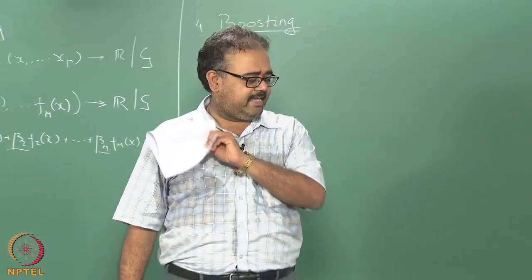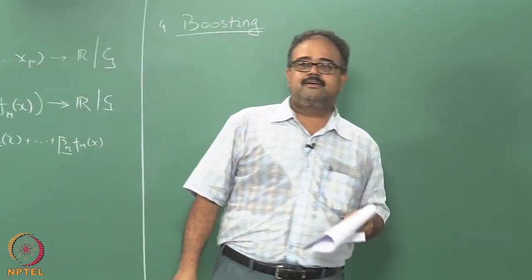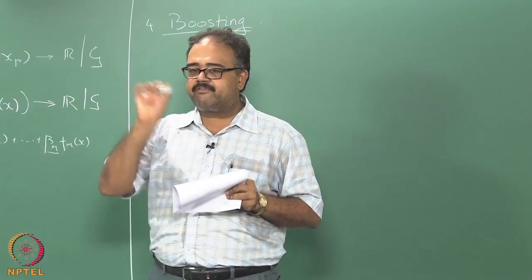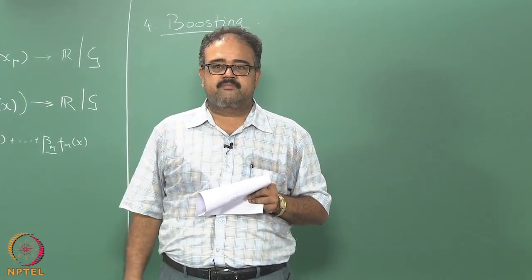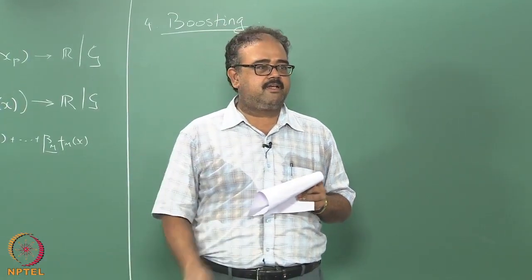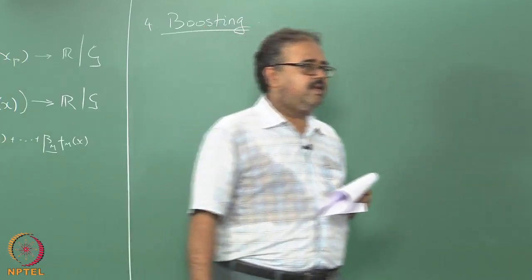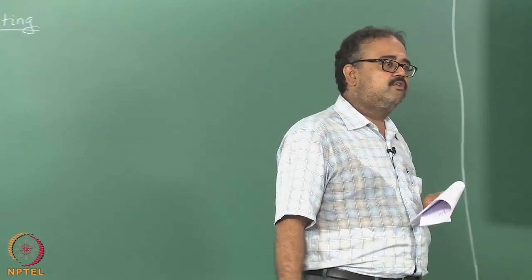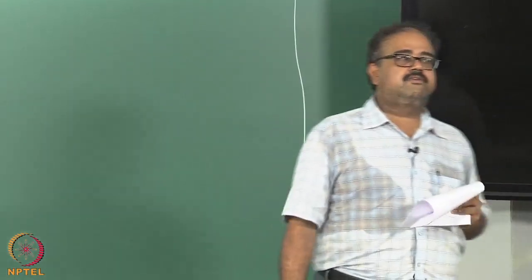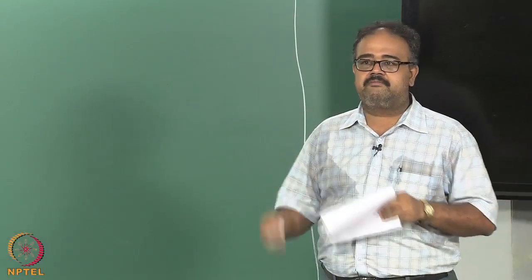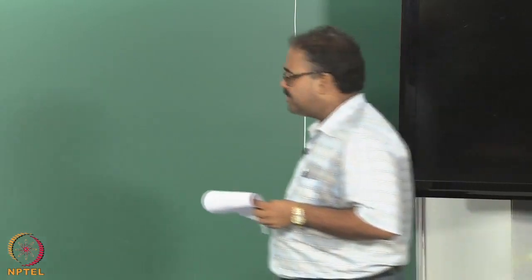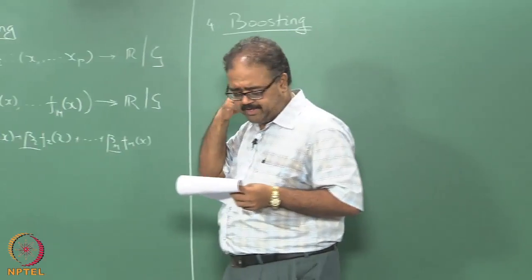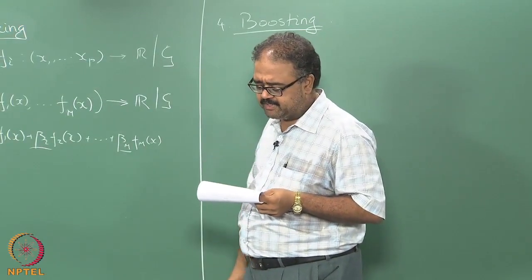I start off with each individual predictor having an accuracy of 0.5 plus some epsilon, just better than random. I can combine a lot of them together and produce something that has accuracy close to 1. So this was a very big result that came out earlier, and we are going to look at a simplified version of it.